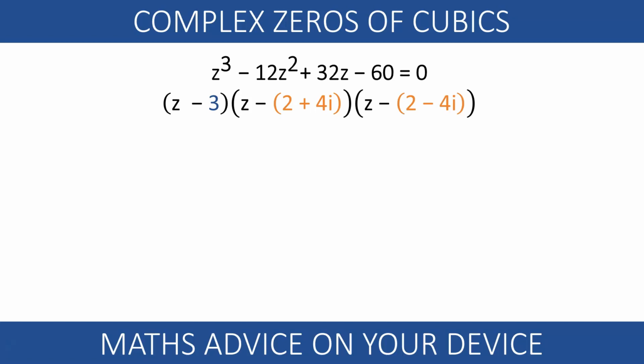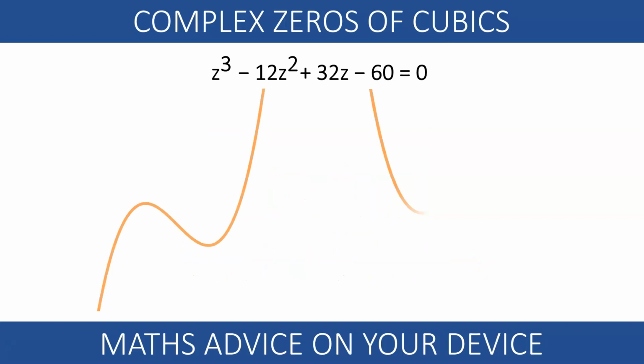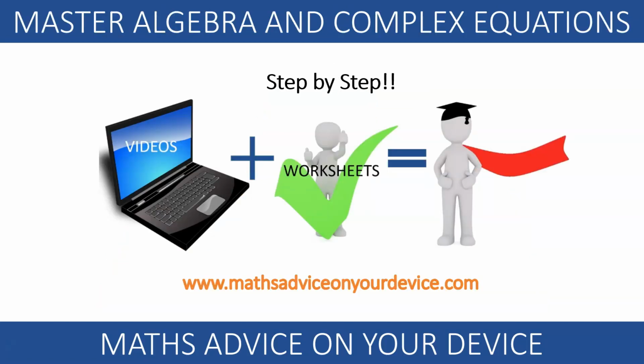This technique will always work for cubic equations with real coefficients only. Whether the cubic is positive or negative, it will always cross the x-axis at least once. We will always have one real solution. Complex numbers are very important.